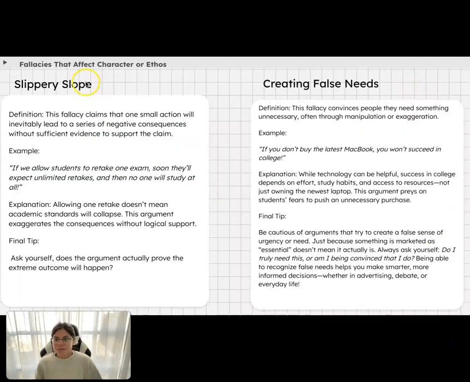All right. Next, we have slippery slope and creating false needs. Slippery slope suggests that one small step will lead to extreme consequences without real valid proof. An example would be, if we allow students to use calculators, next thing you know, they won't know how to do basic math at all. This is really funny because that's kind of what we used to hear in school, right? The next one is creating false needs. This convinces people that they need something unnecessary. An example would be, you must buy this expensive face cream to be beautiful. Both of these fallacies push people toward extreme conclusions without providing real valid evidence.